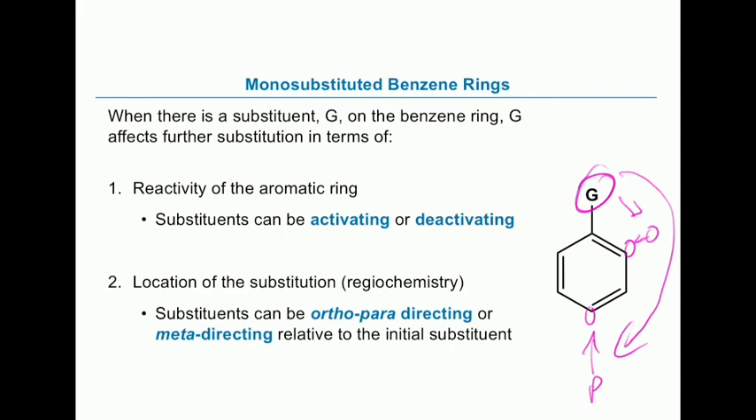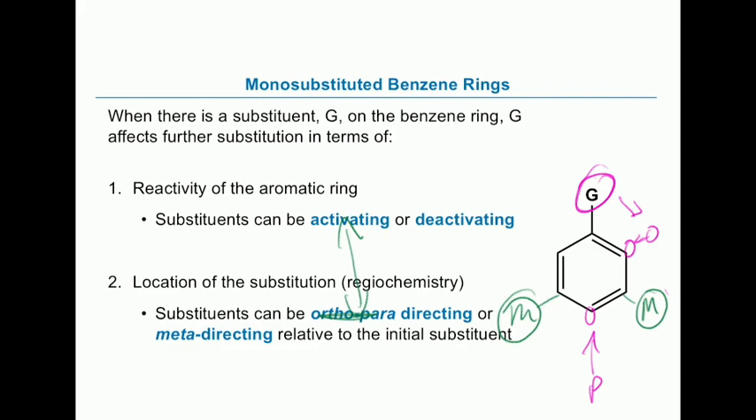If having G on the ring adds the next group in the meta position, we say G is a meta directing group. Now what you'll find is these things typically move together. Activating groups, things that make reactions faster, are typically also ortho-para directing. So there's a link between these two. If something is more nucleophilic, it will typically also be an ortho-para director.